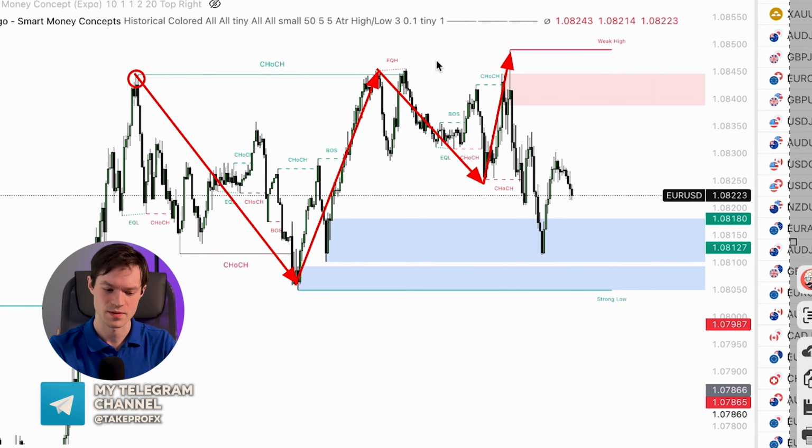So what are we doing? The entry point we can safely put on this breakdown of the structure. Here we have a breakdown of the structure in the Smart Money Concept indicator. By the way, I recommend everyone to add it. It will really facilitate your trading. Just go to the indicators section or write the name of the author. It is LuxAlgo Smart Money Concept.